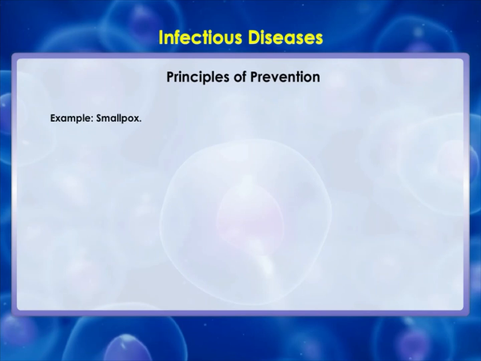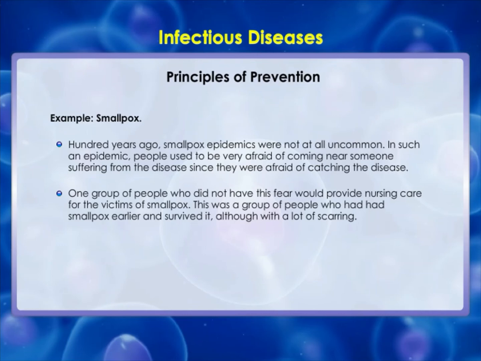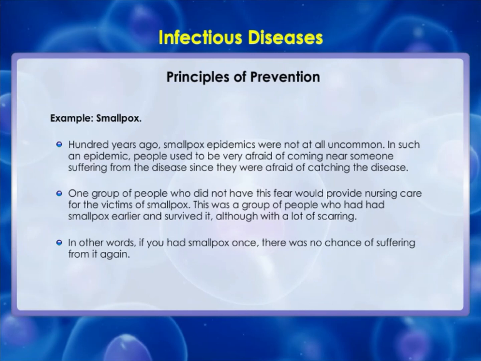These days, there is no smallpox anywhere in the world, but as recently as 100 years ago, smallpox epidemics were not at all uncommon. In such an epidemic, people used to be very afraid of coming near someone suffering from the disease since they were afraid of catching the disease. However, there was one group of people who did not have this fear. These people would provide nursing care for the victims of smallpox. This was a group of people who had had smallpox earlier and survived it, although with a lot of scarring. In other words, if you had smallpox once, there was no chance of suffering from it again. So having the disease once was a means of preventing subsequent attacks of the same disease.